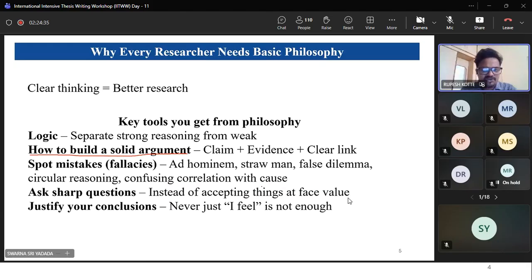And certainly your conclusions should never be like your opinion or "I feel." You shouldn't be expressing your feelings. Research should come at a different level.